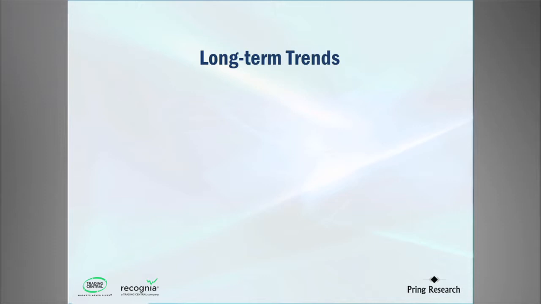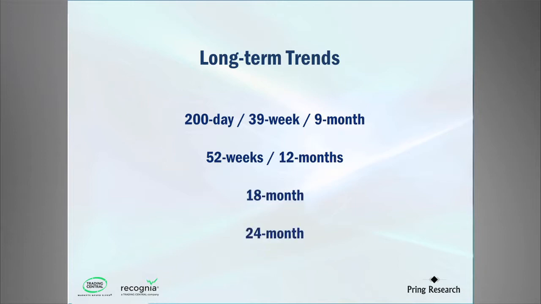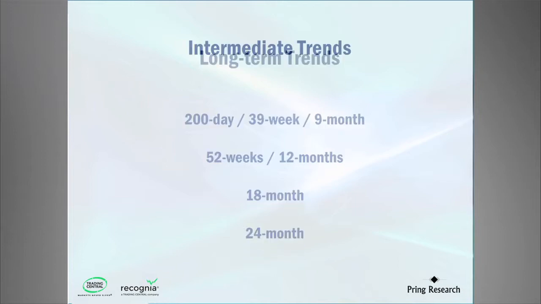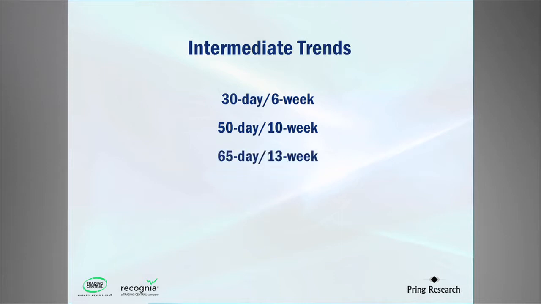First, for long-term charts, attempting to monitor primary trends. Note that they all have a quarterly span: 200-day, 39 weeks, 9 months, 52 weeks, 12 months, 18 months, and 24 months. For intermediate trends, 30-day, 6-week, 50-day, 10-week, 65-day, 13-week, 20-week, 26-week, 200-day, 39 weeks. Note there is an overlap in the 9-month, 39-week camp. I have no problem either with 40 weeks. It's just that 39 reflects a calendar quarter.